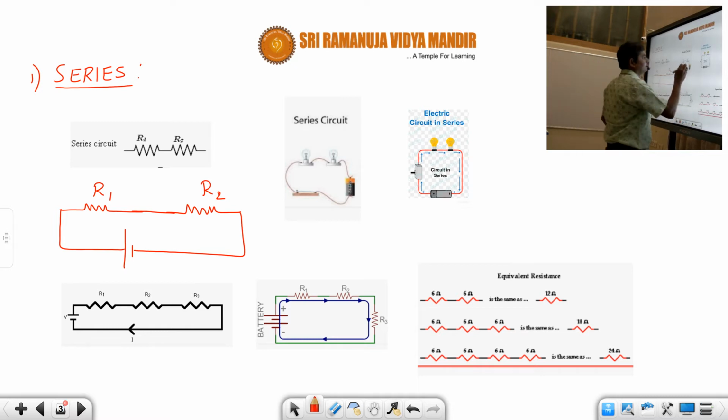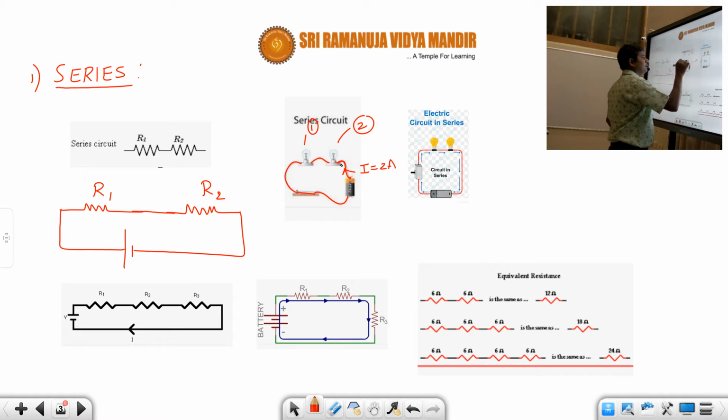Just like the example I am giving here, students, there is one bulb here, this is the second bulb, and these are connected to the battery. This is the positive terminal, and there is one more wire like this. This is the switch. Now when the switch is on, current will flow like this. Suppose a current of 2 amperes is flowing.